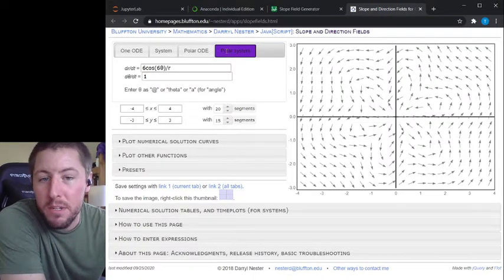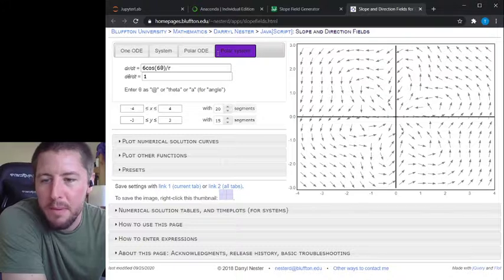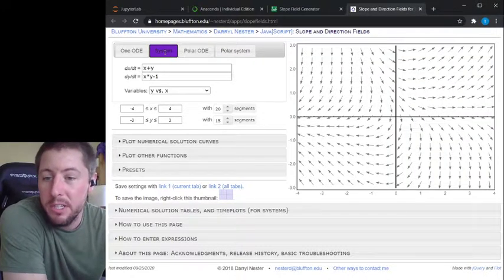Oh my gosh, no, it has polar systems. Is this going to ruin everything for me? Oh man, is this going to ruin my assignment? Oh, I didn't even realize it had polar systems. Well, crap. Well, maybe this won't be so cool. Anyway, all right. So just pretend you never saw that.